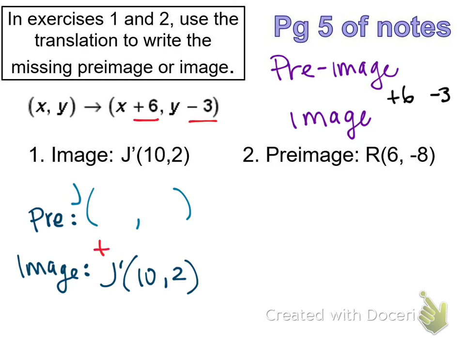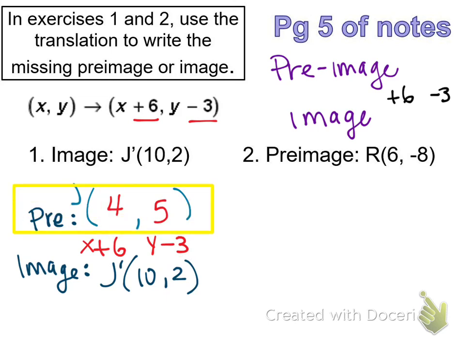So they added 6 and they subtracted 3. So what did I have to add to 6 to get 10? 4. And what did I have to subtract from 3 to get 2? 5. So the pre-image was 4, 5. If you want to think about it, if in this direction we are adding 6 and subtracting 3, to go the opposite direction, you do the opposite. So 10 minus 6 gives you 4, and then 2 plus 3 gives you 5. I don't know if you want to think of it that way on that particular one.